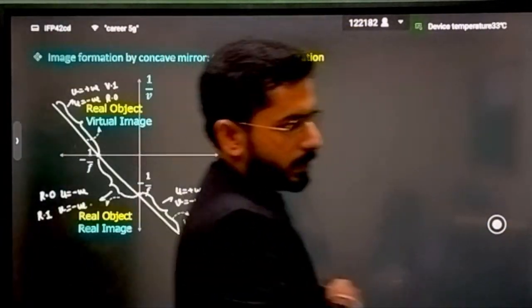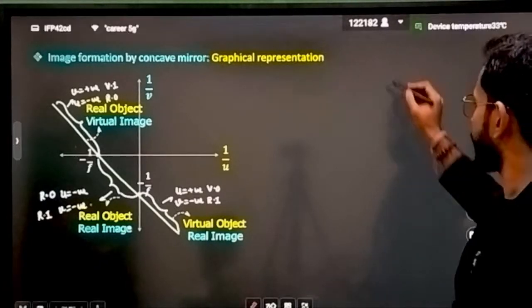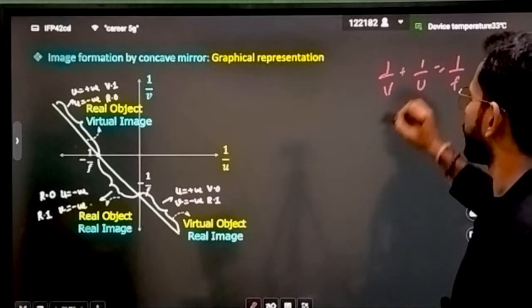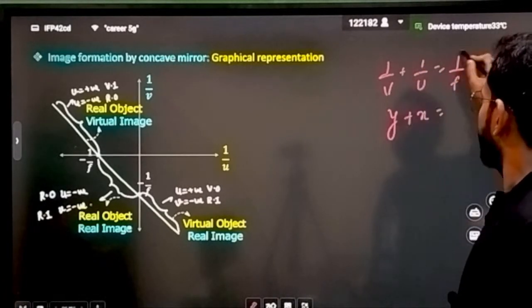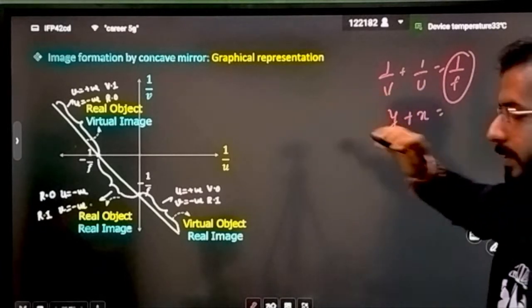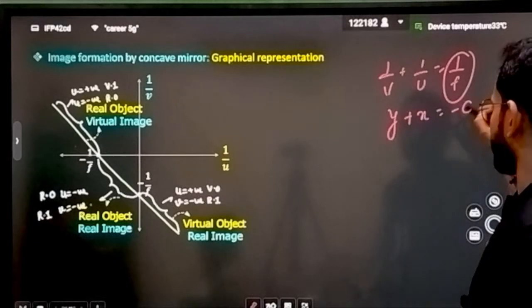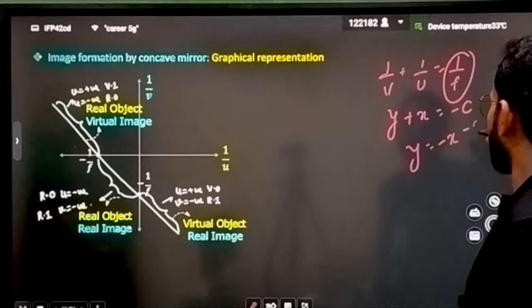For the concave mirror, again you will write the same equation: 1 by v minus 1 by u is equal to 1 by f. Now it is y equals mx plus c. For a concave mirror, focal length is always taken as negative. That means it will be a negative intercept c, so it will be written as minus of c. The slope will again be minus 1.